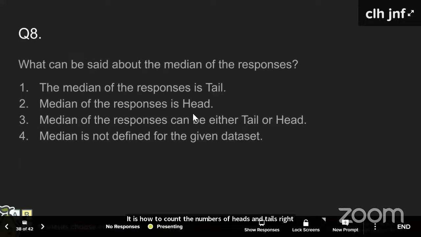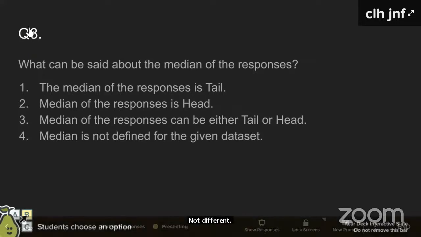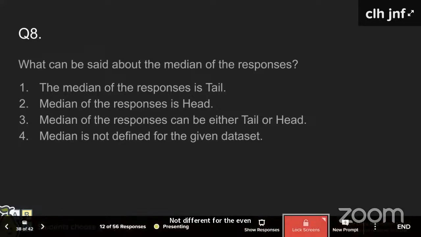What can be said about the median of the responses for the same question? The median of the responses is not defined for the given data, because it is categorical data. Yes, just put this answer here.